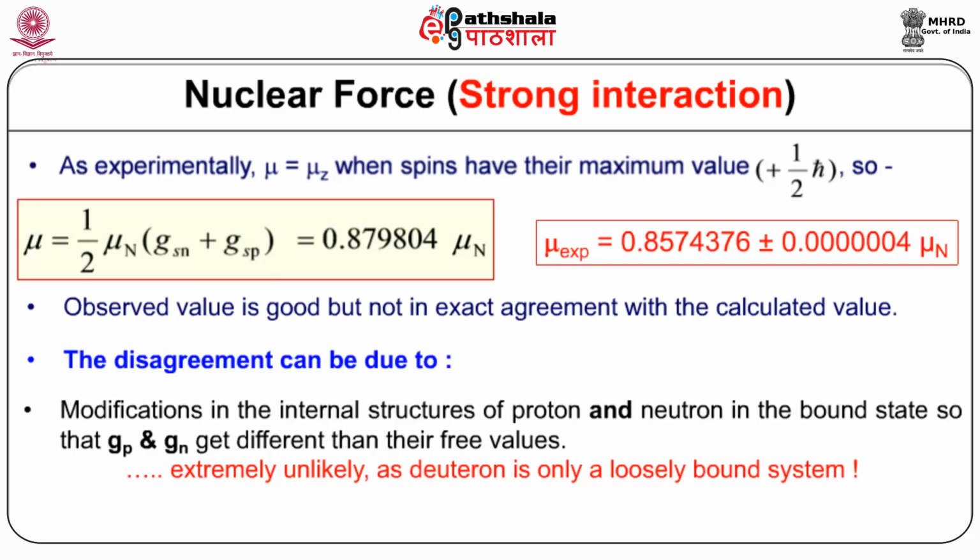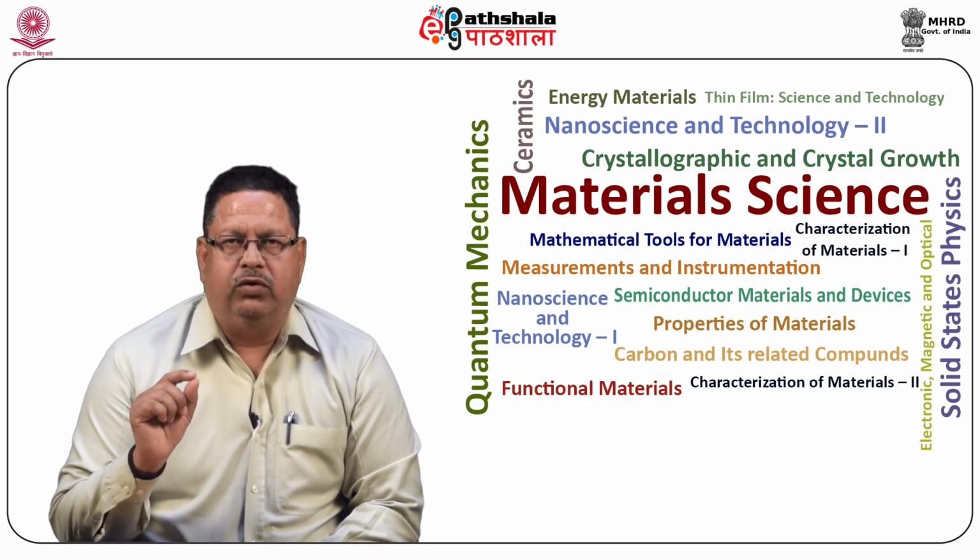But this situation is extremely unlikely, as deuteron is only a loosely bound system. So this possibility is very remote because deuteron is only a loosely bound system. Hence protons and neutrons are not bound together very strongly, but are more or less free. Nuclear force, strong interaction.